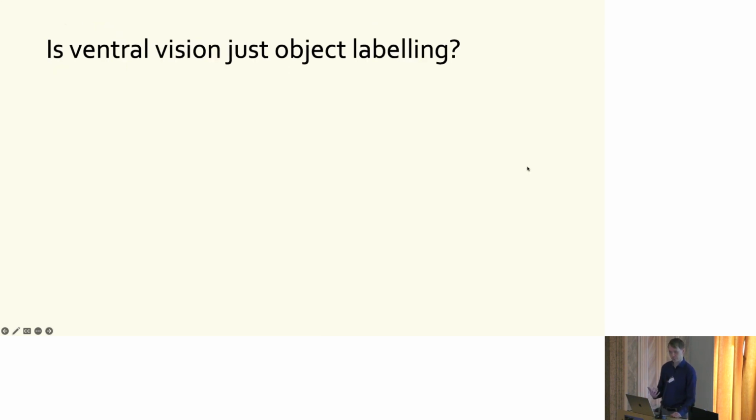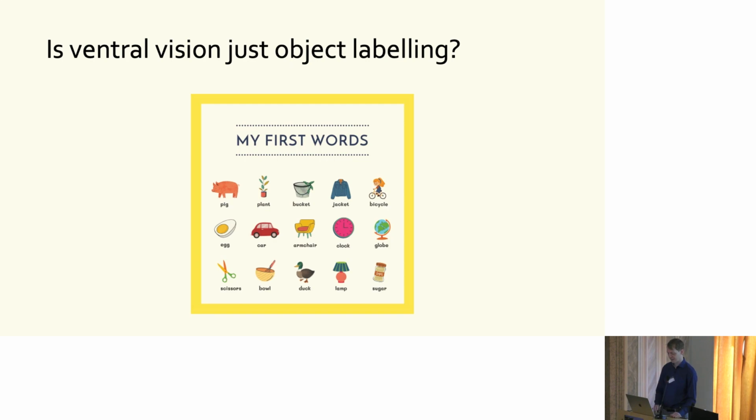But the question I want to raise here, and the question I want to ask is: is ventral vision actually really just object labeling? Is everything that we're doing actually just attaching a label to individual objects? And if that was really the case, I guess that would just be the same thing that you would be doing with a child when in very, very early times you're teaching them that this is a pig, this is a plant, this is a bucket. By the way, this is the type of book that my son loved, and he wanted me to read these words to him nonstop.